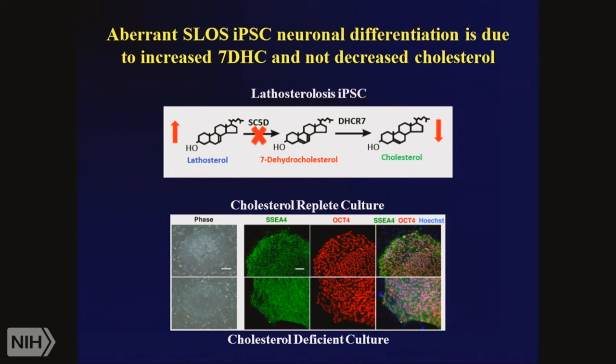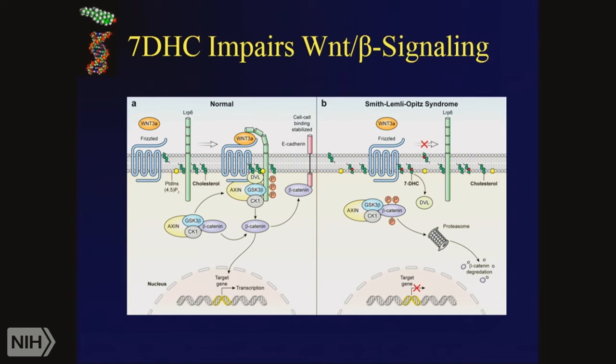And this is sort of a summary slide from a lot of work that we did, to try to say, why? What is happening? What's the 7-dehydrocholesterol doing? And what we found was that to maintain pluripotency, you want to maintain Wnt beta-catenin signaling. And in the SLOS cells, when you switched them to cholesterol-free media, you lost normal Wnt beta-catenin signaling. And it turns out that cholesterol is essential for the stabilization of the Wnt receptor complex. And when you put in 7-dehydrocholesterol, you actually destabilize that receptor complex. So the 7-dehydrocholesterol really is acting in a toxic manner to disrupt the Wnt signaling complex, and thus you get the precocious differentiation of the neurons.